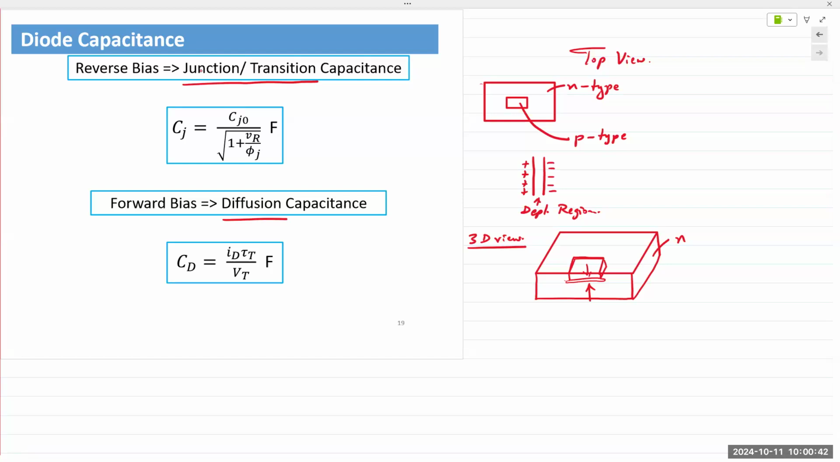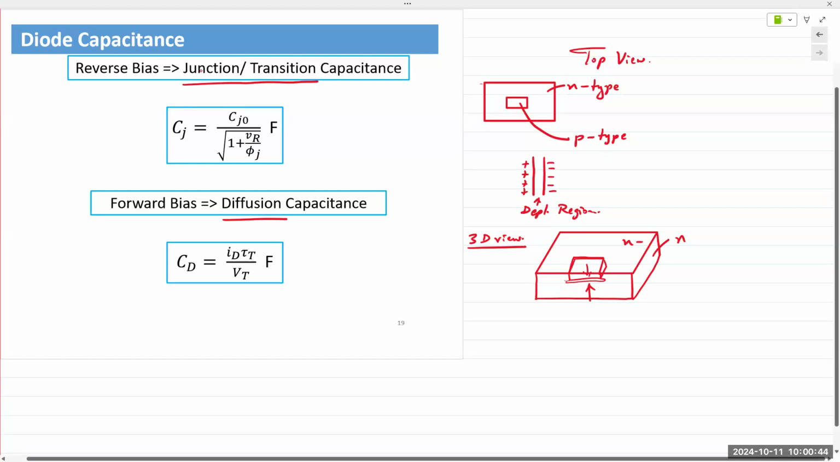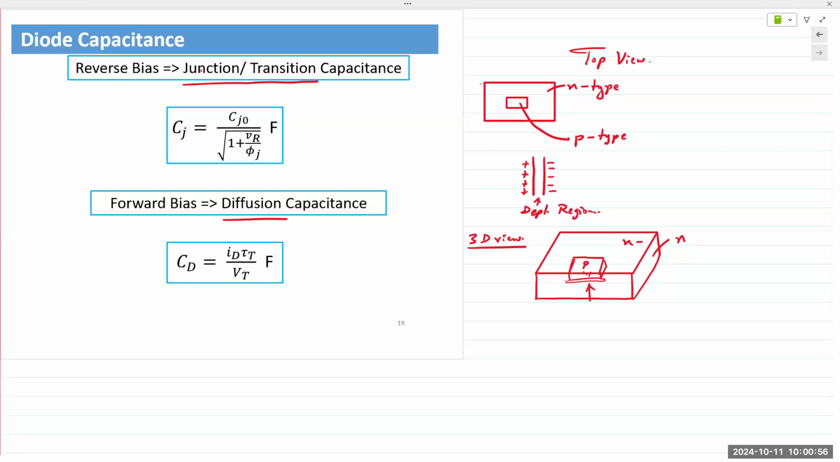In the 3D view, you can see if this is the N-type material and this is the P-type material, we have implanted P-type material into our N-type layer, right? Or it would be N into P, it doesn't really matter. When you bring it in contact like this, a depletion region develops. The depletion region has a gap. The width of the depletion region is the separation between the plates of the capacitance. And the size of the implant causes the overlap of the PN junction. That is the cross-sectional area of the capacitance.